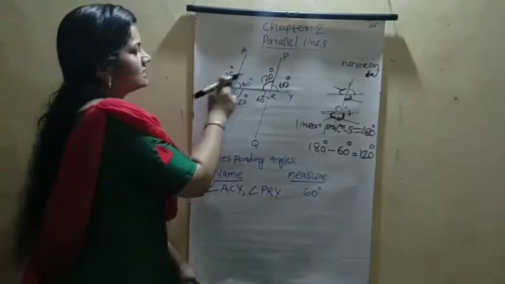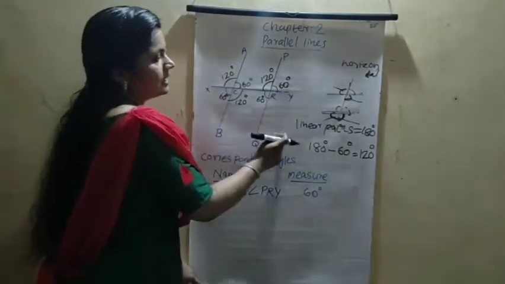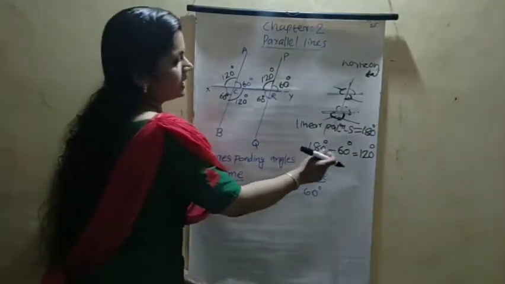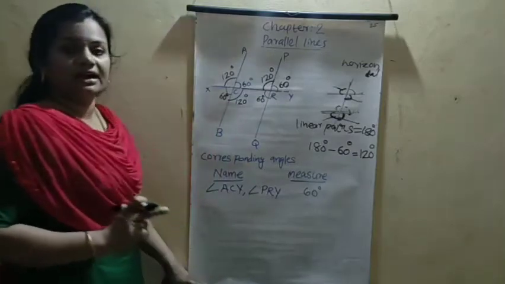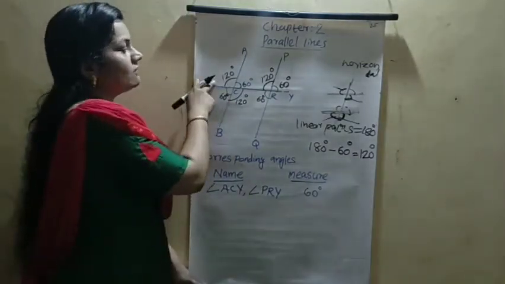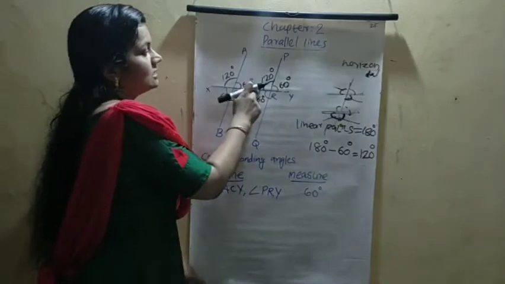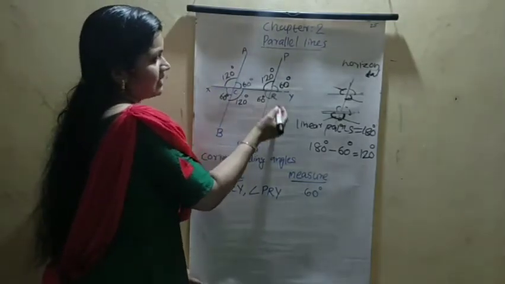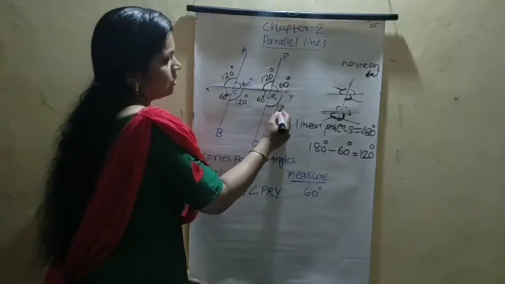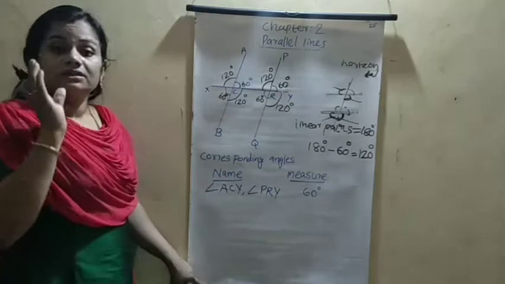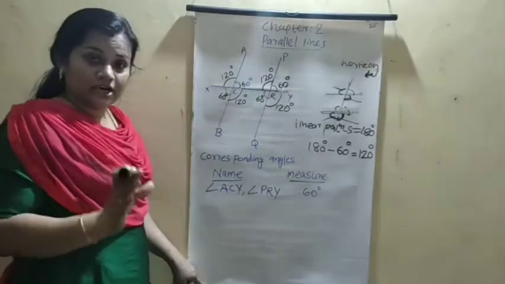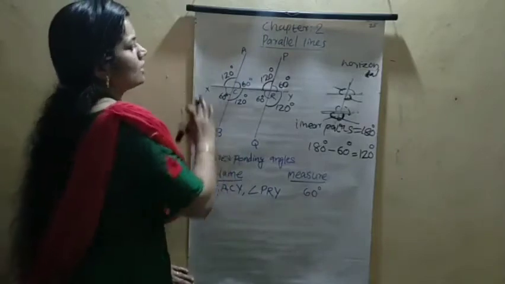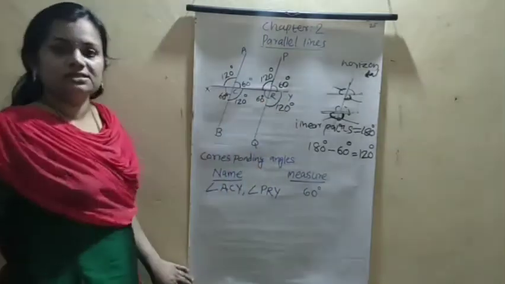How to find out? These are linear pairs. Linear pairs equal 180 degrees. So 180 degrees minus 60 equals 120 degrees. So we got 120 degrees here. And these are also corresponding angles, so we can use the same definition. Here also, the opposite angles are equal. So we got all the measurements of this figure.